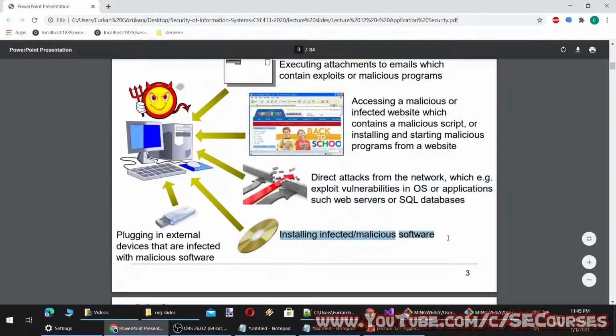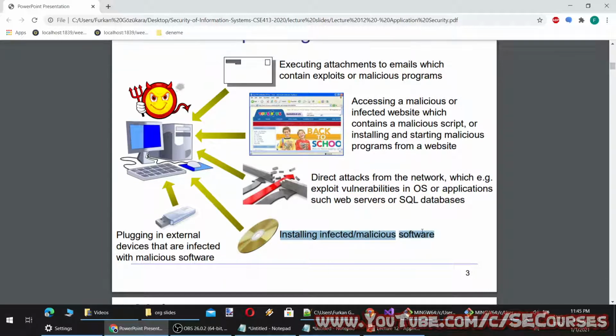Instead, installing infected malicious software is of course one of the most common ways, because when you download, especially pirate software, it may contain viruses and Trojans and such. So this is of course another common way of getting infected. And another way is plugging in external devices that are infected with malicious software. This is also very common.